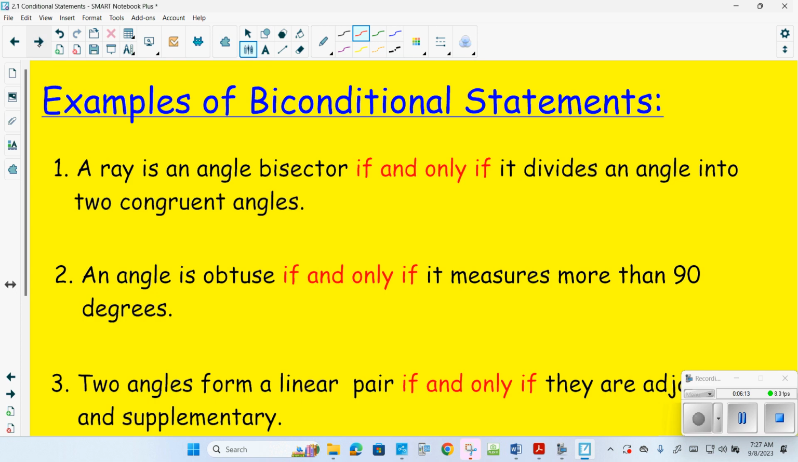Ray is an angle bisector if and only if it divides an angle into two congruent angles. That's an example of a biconditional. An angle is obtuse if and only if it measures more than 90 degrees. It is true one direction and true the other. And notice you have the "if and only if." And the last one: two angles form a linear pair if and only if they are adjacent and supplementary.